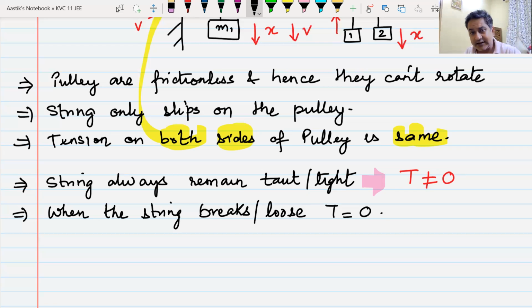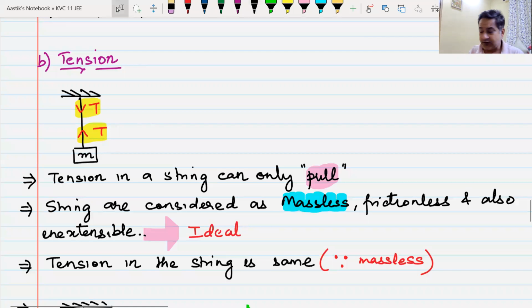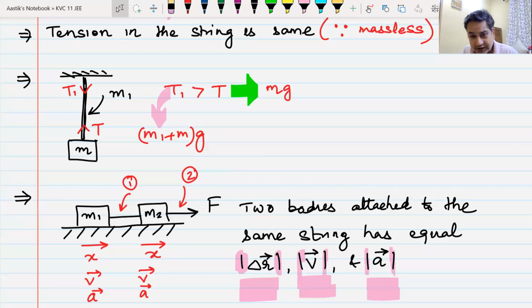Unless and until they say that the string is loose, we'll always assume that the string remains tight. So, these are the important points that you must remember about tension in a string. I hope these points are clear. String can only pull. Strings are massless, frictionless, ideal. Tension in the string always remains same. If the tension is different in the different parts of the string, that means the string has mass.